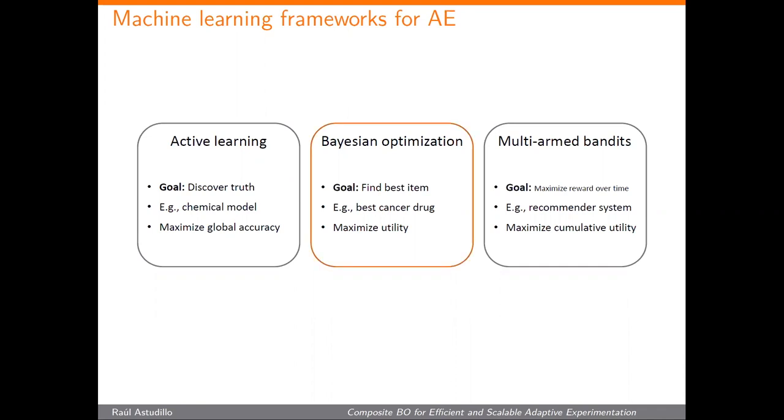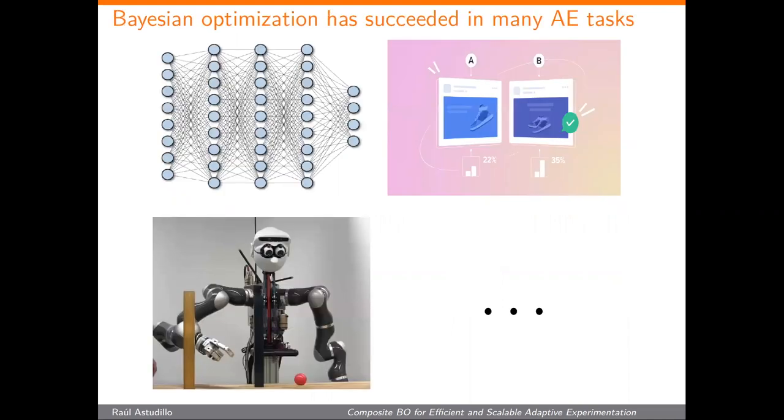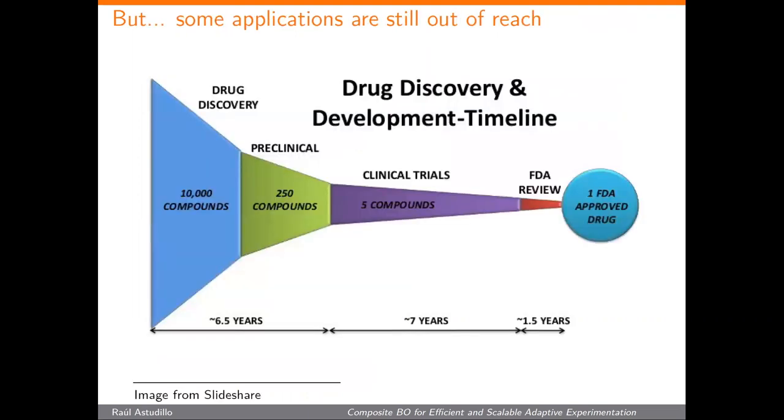So the focus of this talk is gonna be on Bayesian optimization, but I think the main takeaway of the talk applies more broadly to all these frameworks. So Bayesian optimization, probably many of you are familiar with this. I'm gonna be talking about some of the basics of Bayesian optimization. It has been successful in many adaptive experimentation tasks, many of the applications that I mentioned before. However, there are still some important applications out of the reach of Bayesian optimization methods.